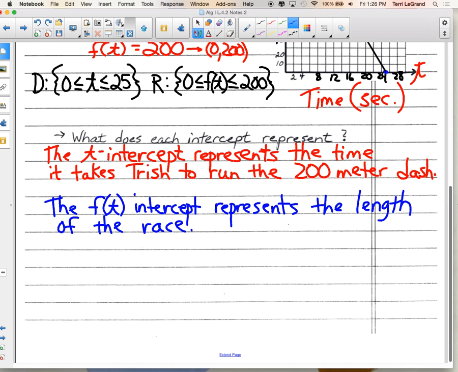So again, it is not the distance, it is the length of the race. There's a difference. Y represents the distance that she has left to run in meters. The y-intercept represents how far she has to run. How long is this race altogether? Okay, so questions.